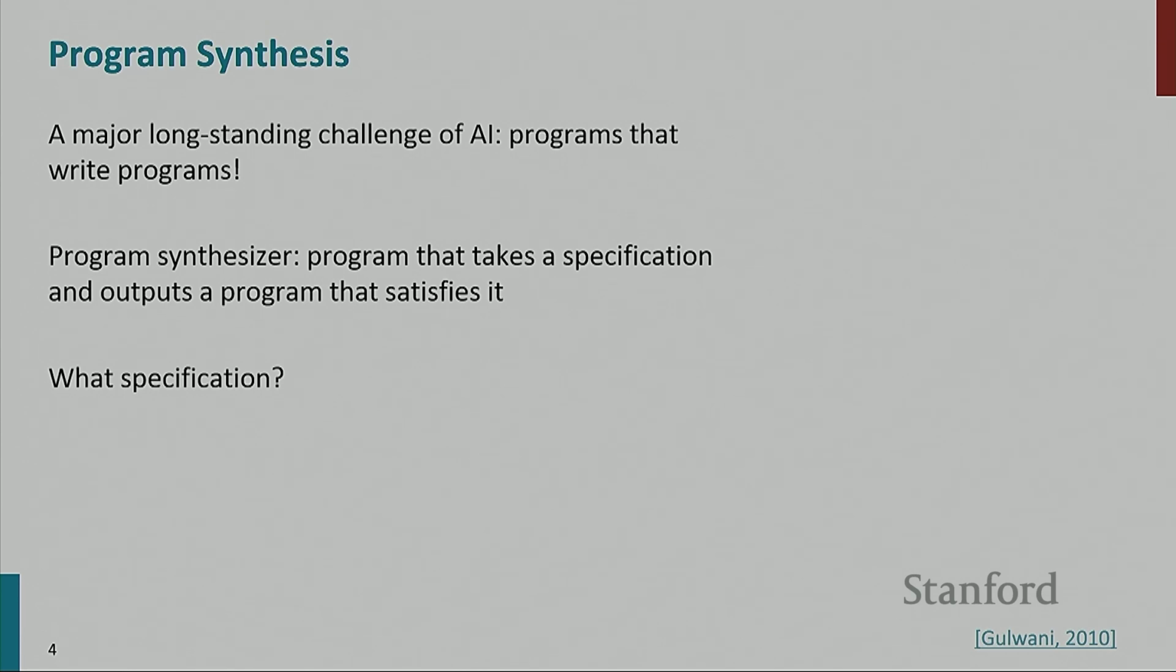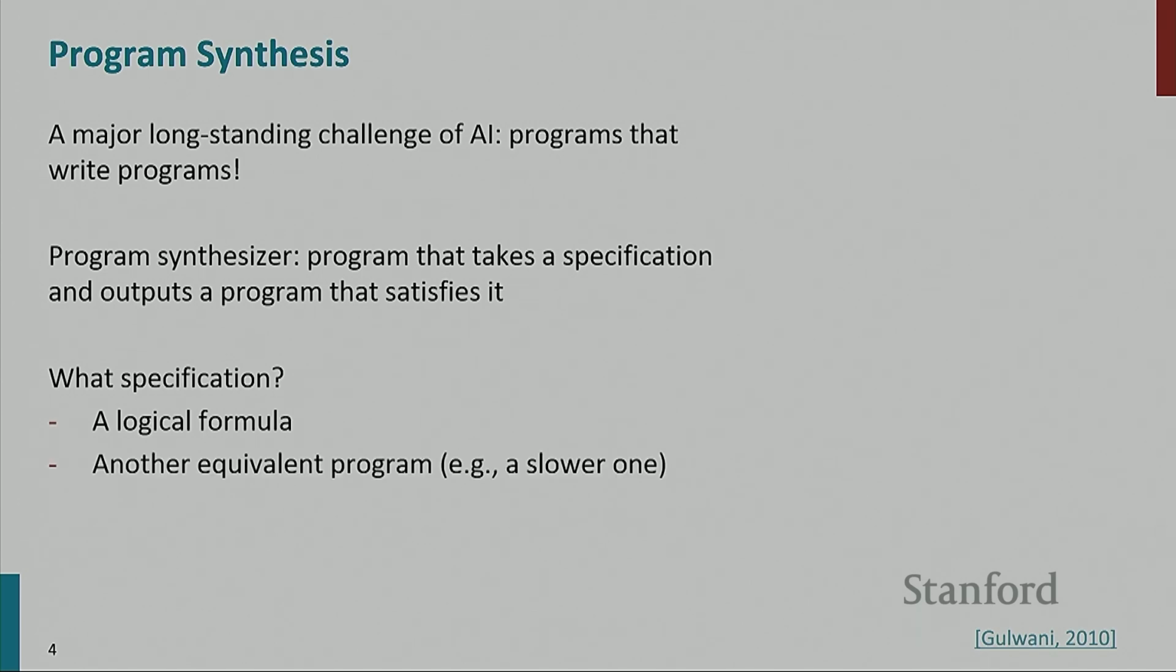And then you can ask, what kind of specification? One possible specification, for example, could be a logical formula. It could be a mathematical formula that specifies what behavior we want from the program. It could be an equivalent program. So I could say, OK, here's a slow implementation of a sorting algorithm, bubble sort, for example, and it runs in O of n squared. And I want to synthesize another program that's equivalent, so it generates all the same outputs given the same inputs, but it's maybe faster. That could be a form of specification.